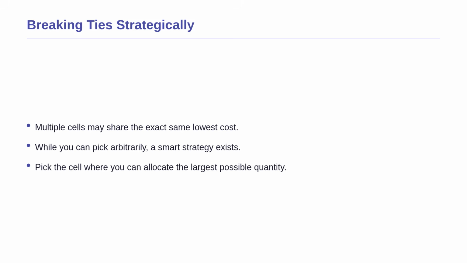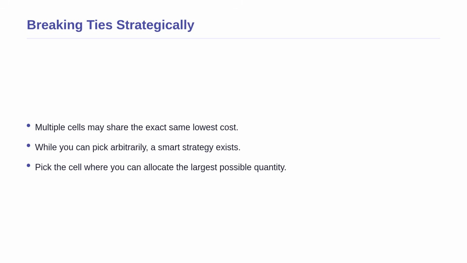This brings us to an important strategic question. Sometimes you will encounter multiple cells that share the exact same lowest cost right at the beginning of the problem. While you can pick arbitrarily, as we just did, a smart strategy is to pick the cell where you can allocate the largest possible quantity. By maximizing the shipment on the absolute cheapest routes, we ensure that our initial solution is as cost-effective as possible.